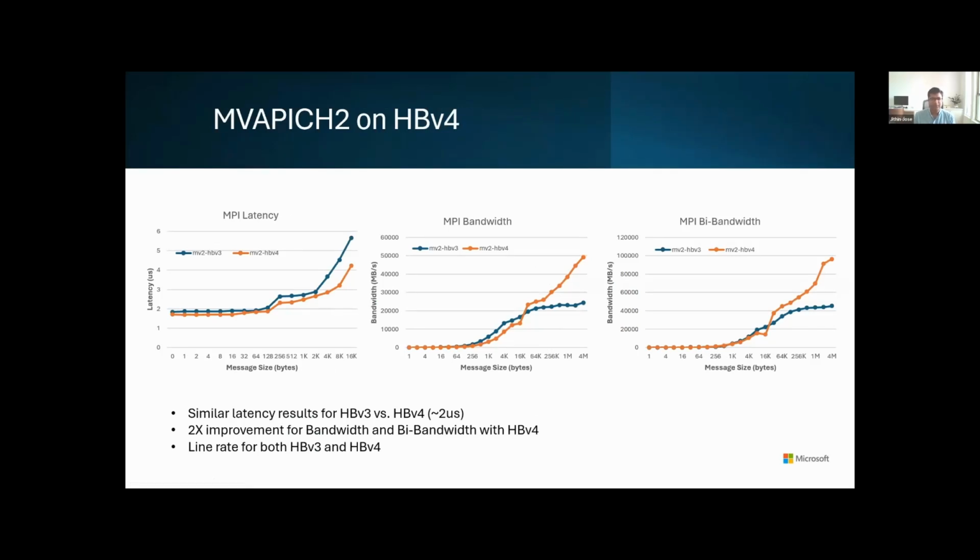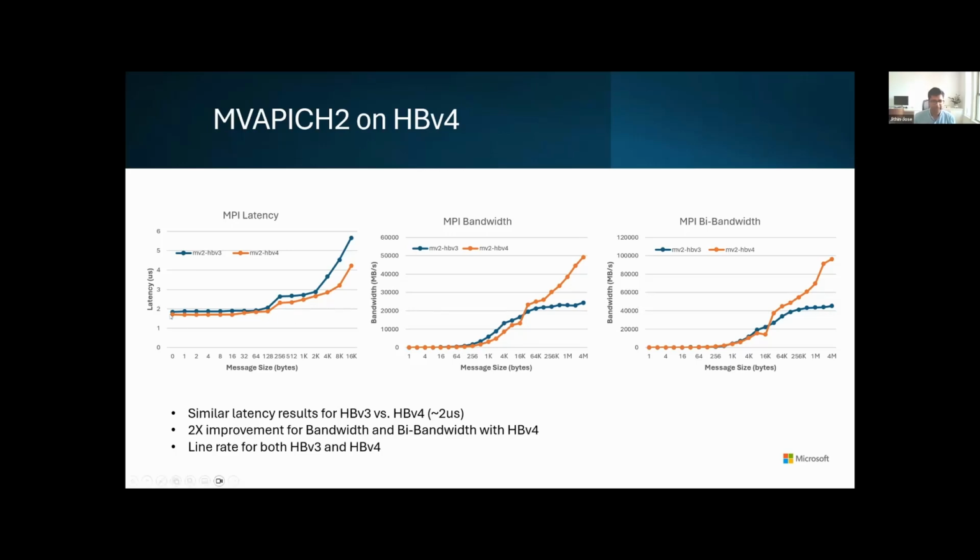So this is MVAPICH2 on HBv4. Like I mentioned, HBv4 is NDR 400. Here I compare with the previous generation of H series, which is HBv3. HBv3 is HDR and HBv4 is NDR. So I'm just comparing two different versions here, and the MVAPICH2 version I use is the newer one, on both platforms.